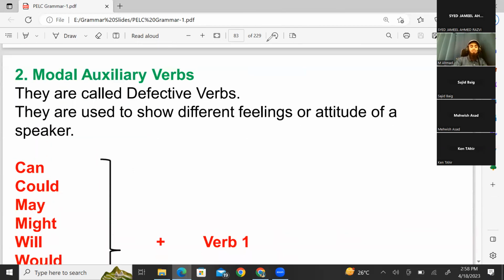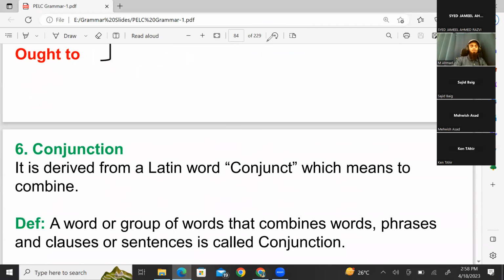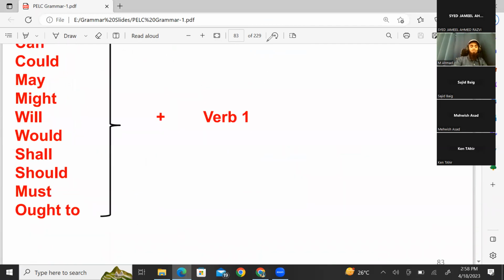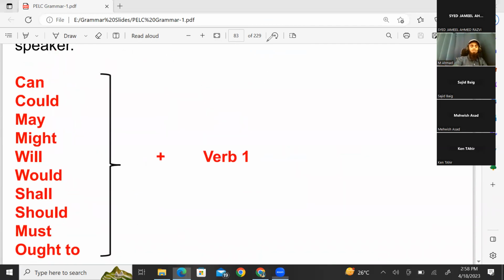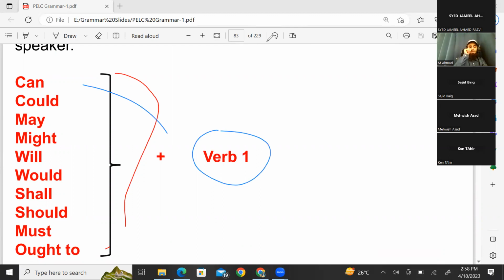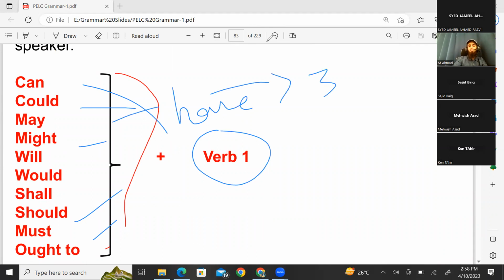Next, we have modal auxiliary verbs: can, could, may, might, and then we have conjunction. For this you just have to keep in mind that after these, always try to use the first form of the verb. I can do this, not I can done this. After could, first form, after all of this. But in one condition, if you are going to use have after this, I could have, then the third form of the verb would be used.